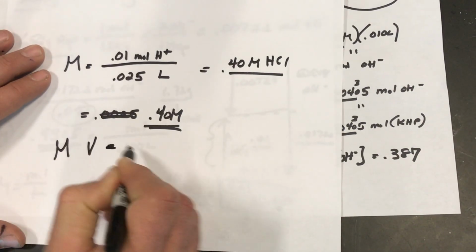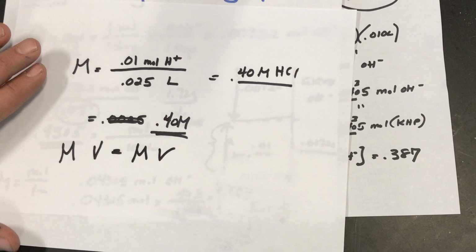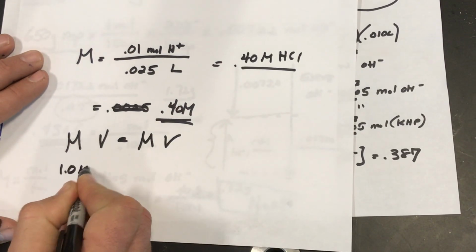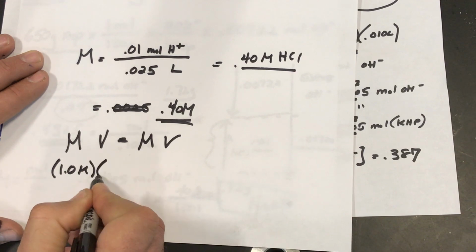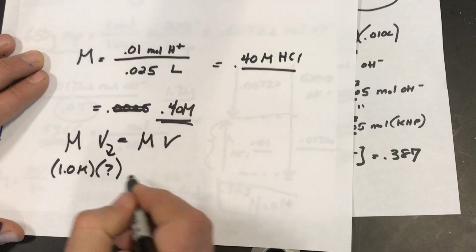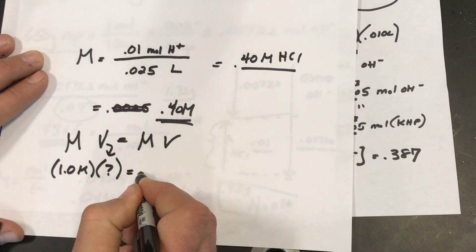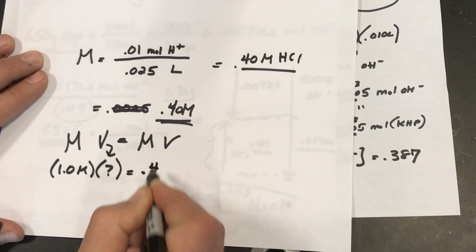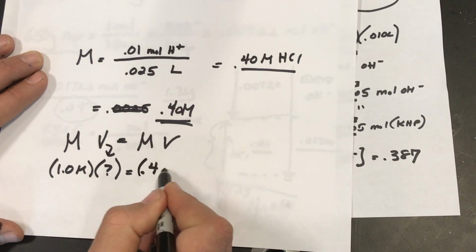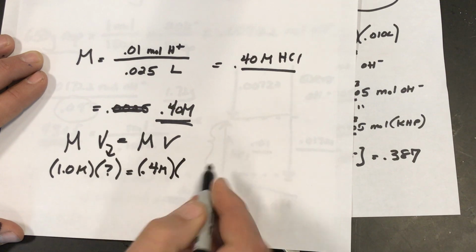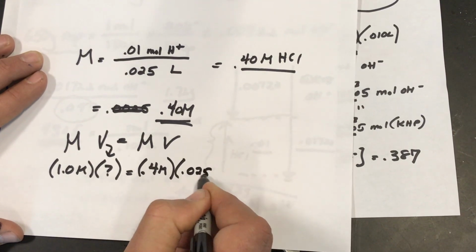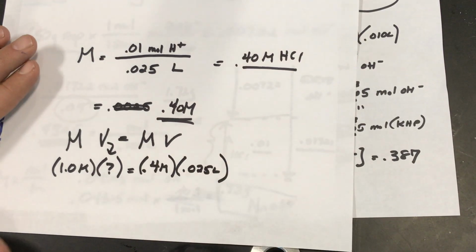MV equals MV. So I'm going to start with the stock solution, which is 1.0 molar. The question is, how much volume do I need of that to make a new solution that's 0.4? And how much do we want to make? It's always a good question. We want to make 25 milliliters. Let's keep that in liters, so 0.025 liters. You don't have to if you do this proportion, but I just do that.